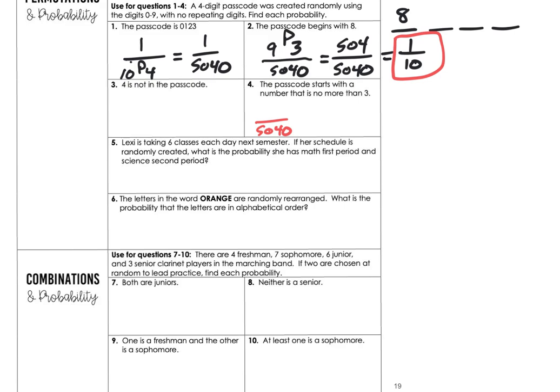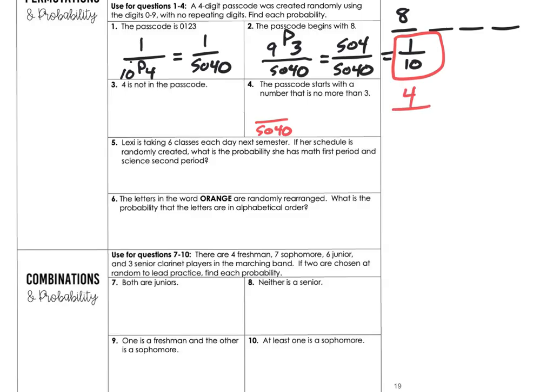On this one, the top is a little bit tricky. The passcode starts with a number that is no more than 3. So how many numbers are no more than 3? What numbers would be included there? 1, 2, 3. What else? 0. Okay, so 0, 1, 2, and 3. So in that first blank, we have 4 options.